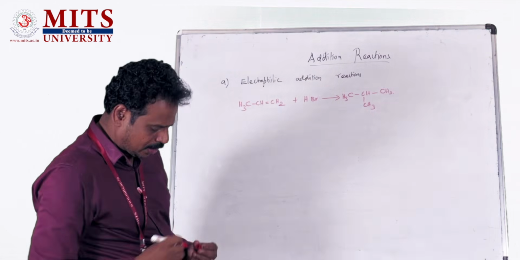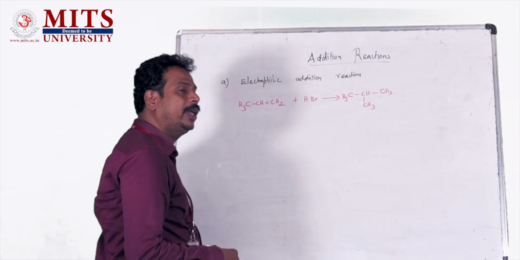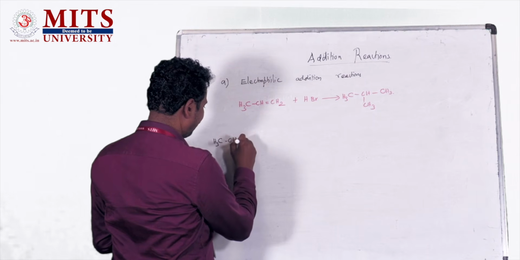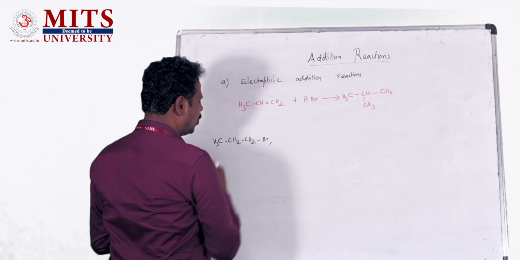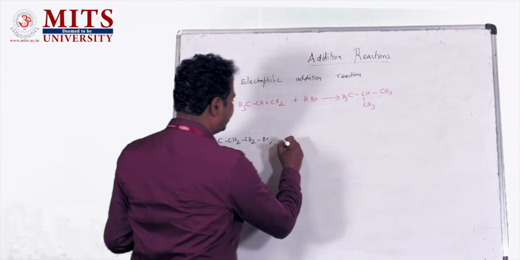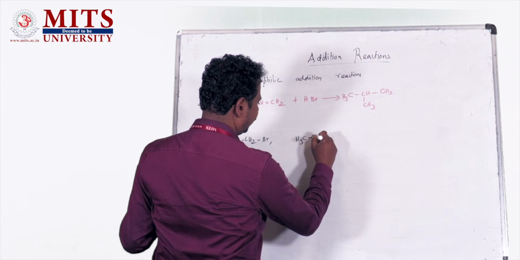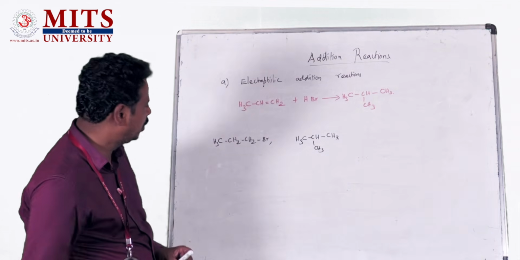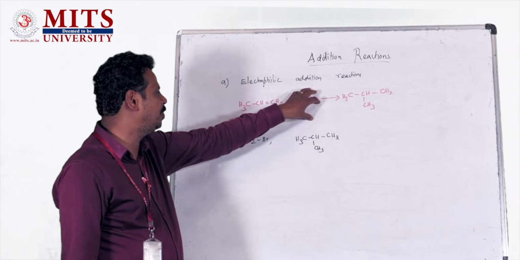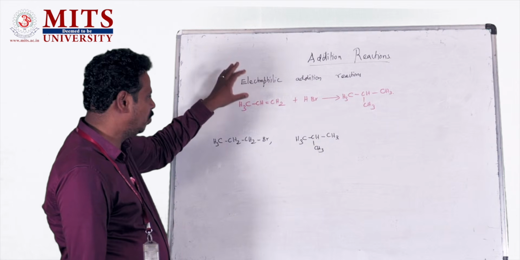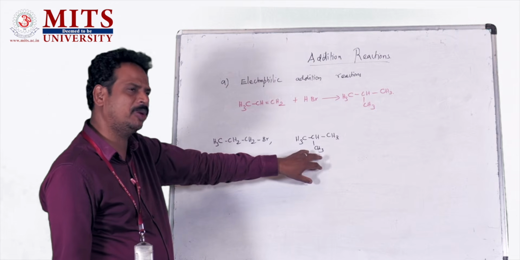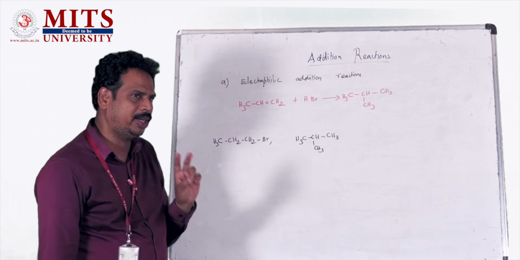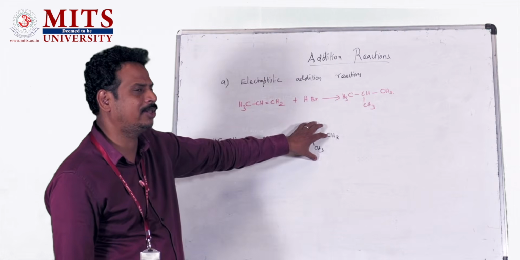Okay. Here, I wrote only one product, but theoretically there are two products possible. One is propyl bromide, another is isopropyl bromide. So there are two possibilities when you add HBr to propene. One possible product is isopropyl bromide, and another possible product is propyl bromide. Theoretically I'm talking, but practically, you usually get isopropyl bromide.